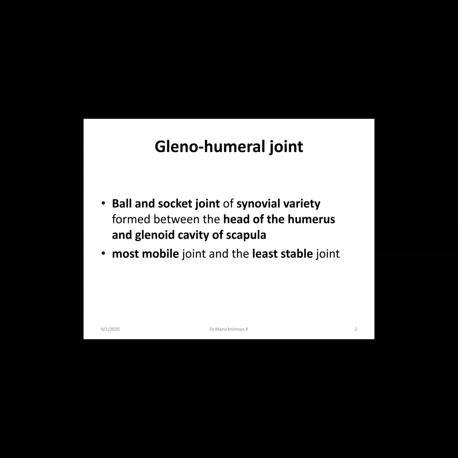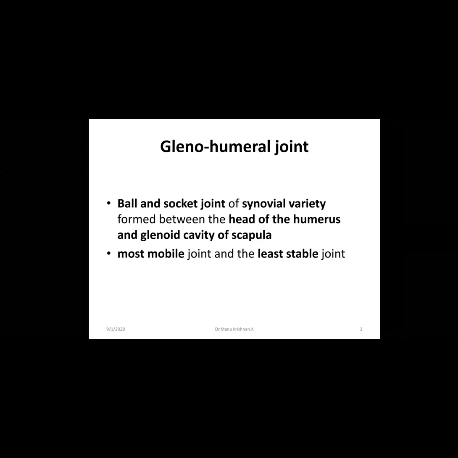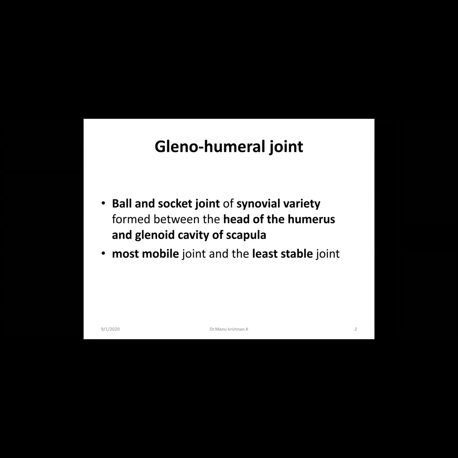There are two bones, the upper end of the humerus and the lateral angle of the scapula, which join each other. And that union or articulation, the glenohumeral joint, is formed by the head of the humerus and the glenoid cavity of the scapula. And it is the most mobile joint and the least stable joint. So this is an important thing to remember. It's the most mobile joint and it is the least stable as well.